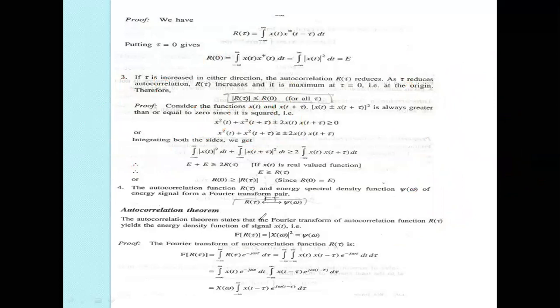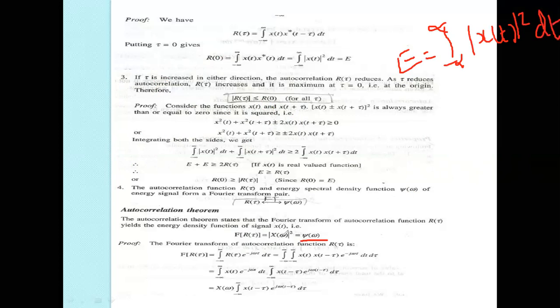The autocorrelation theorem states that the Fourier transform of the autocorrelation function R of tau yields the energy density function of the signal x of t, nothing but psi of omega. The Fourier transformation of R of tau is equal to the squared magnitude of X of omega. That squared magnitude of X of omega we call the energy spectral density psi of f. So energy of the signal E is equal to the integral from minus infinity to infinity of the squared magnitude of x of t dt.